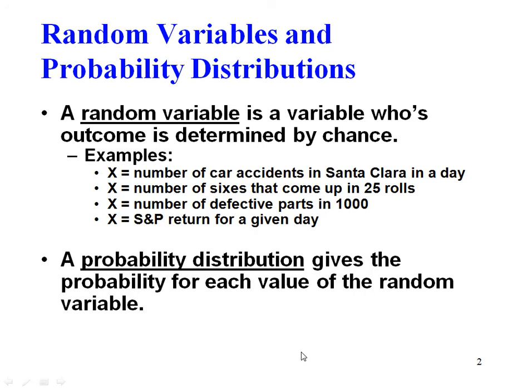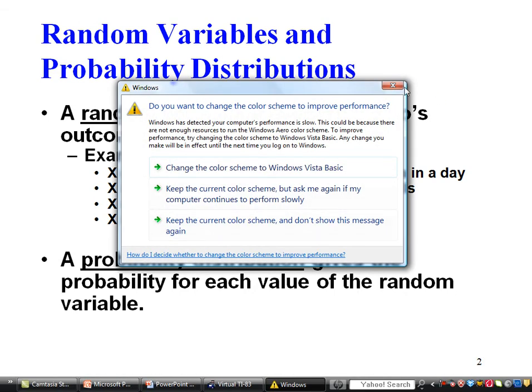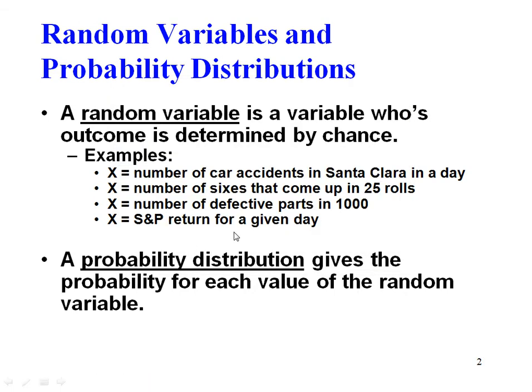So first off, a random variable is just a variable that's random, a variable whose outcome is determined by chance. And here's a couple of examples. X could be the number of car accidents in Santa Clara in a given day. We don't know how many car accidents are going to be. After the day unfolds, we'll know. But a priori, we don't know. So it's a random variable. The number of sixes that come up in 25 rolls of a dice, the number of defective parts in 100, or the S&P return on a given day.